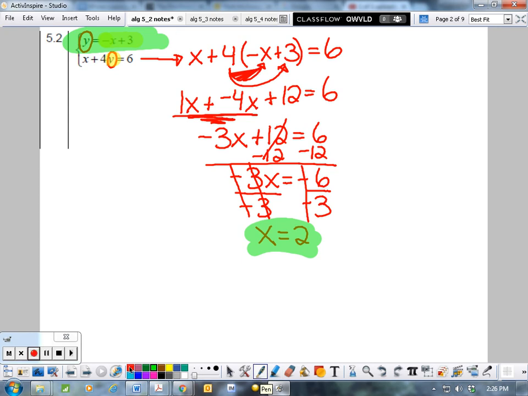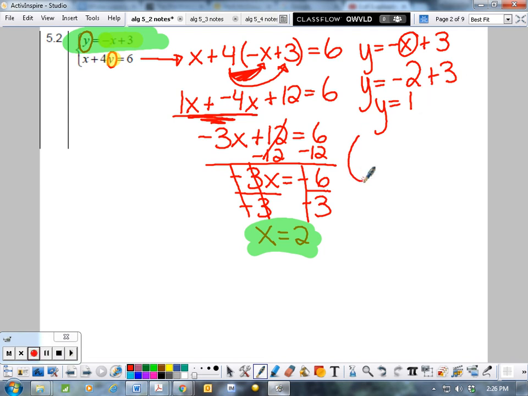So now I have, let's see, that original equation was y equals negative x plus 3. Well, I know x is 2, so in this spot I'm going to put the number 2. So y equals negative, and then I put the 2 in, plus 3. So y is negative 2 plus 3, or backwards, 3 minus 2. Positive 1. So my solution, x comma y, because remember this is a point on the graph, is (2, 1). And that is our answer.